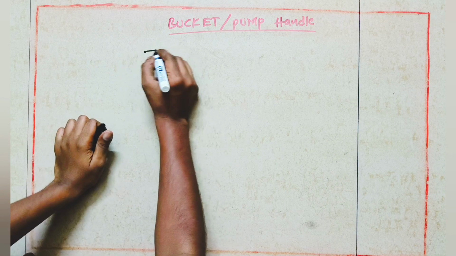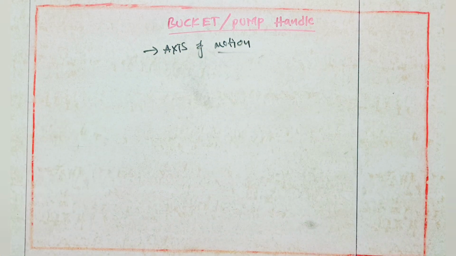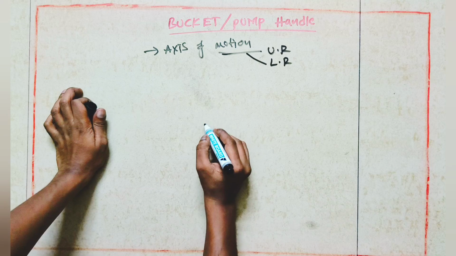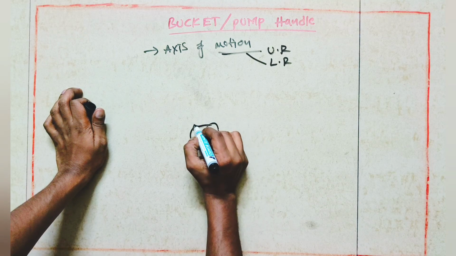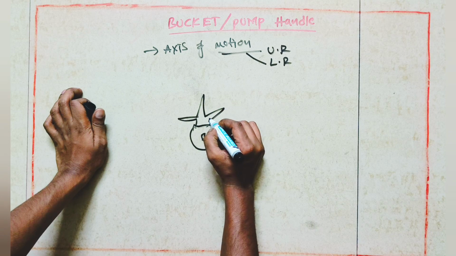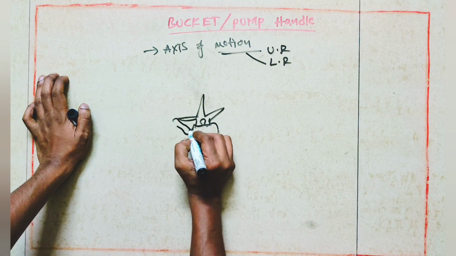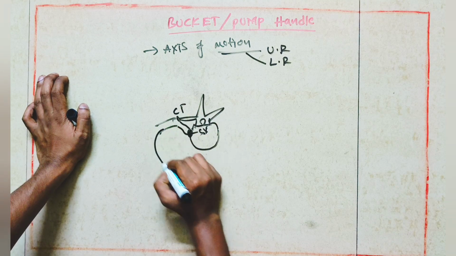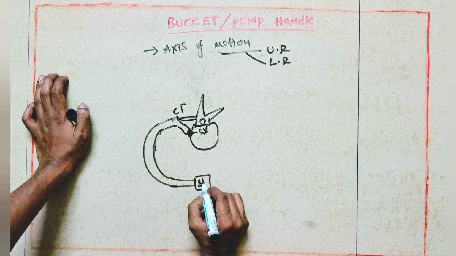Now we'll see the axis of motion for the pump handle and bucket handle. First we'll see the upper ribs and then the lower ribs. Imagine this is the body of the thoracic vertebra. Here we have the transverse process, spinous process, and the spinal canal. If we take a rib, this is the head of the rib. This is the costo-vertebral joint, and this is the costo-transverse joint. Then the rib comes anteriorly like this, and here it can articulate with the sternum.